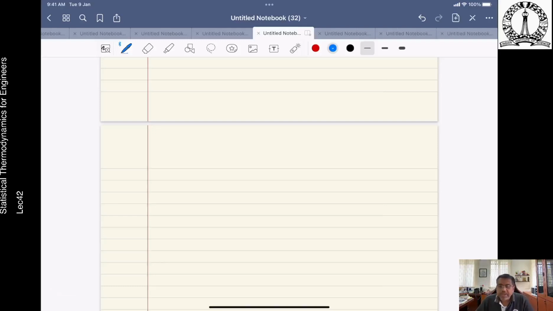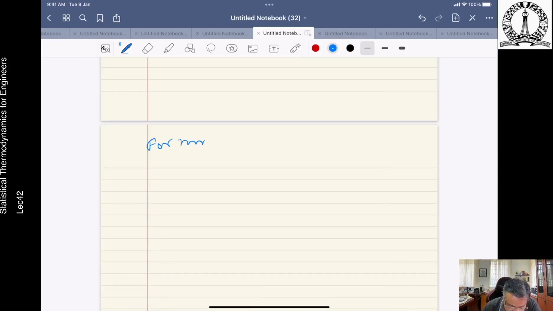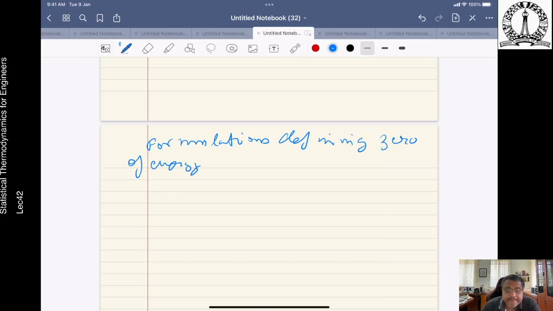So welcome to lecture number 42 of the statistical thermodynamics course. In this lecture, we have already said that the zero of energy is pretty critical, and we said there are four possibilities that we can calculate it. Let's write, following Herzberg, the formulations defining the zero of energy for a diatomic molecule.